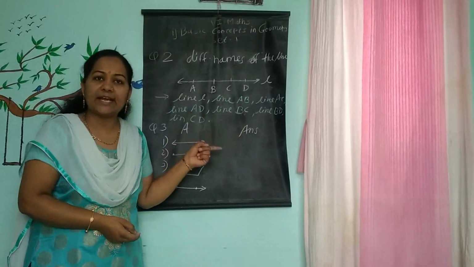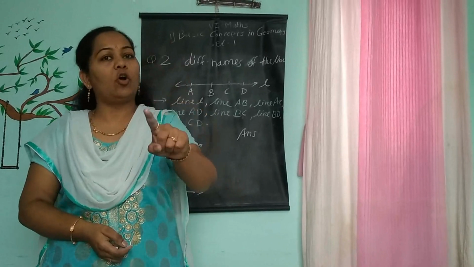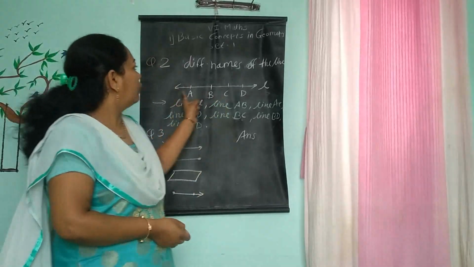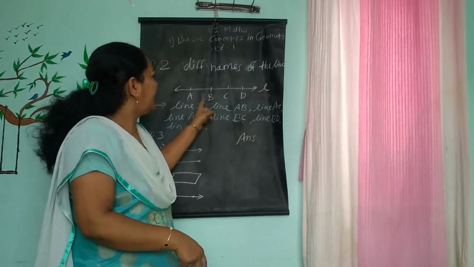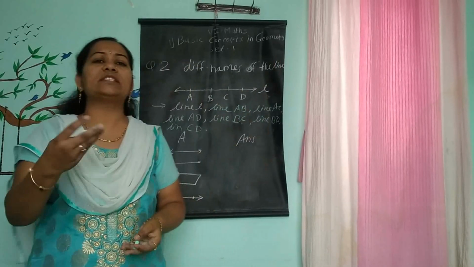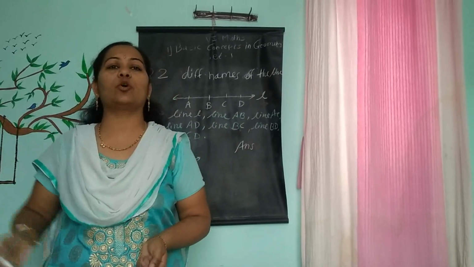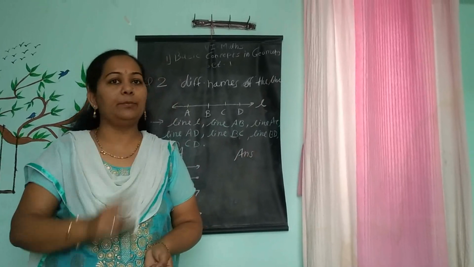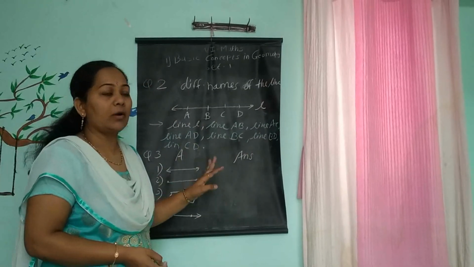Hope you understand. At home, for your homework, draw one more diagram, one more line, give the name to that line as line M, and take any 5 or 6 points on the line for your practice and write the names of those different lines. Complete this work also along with question number 2 as homework.